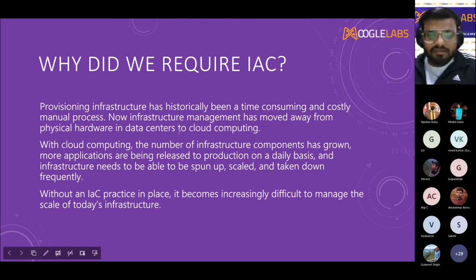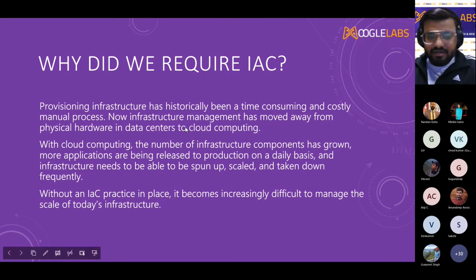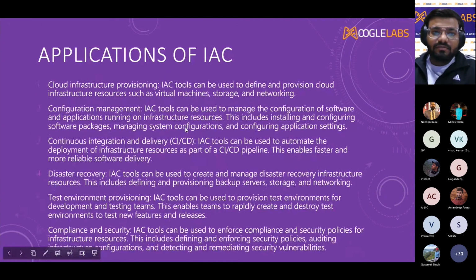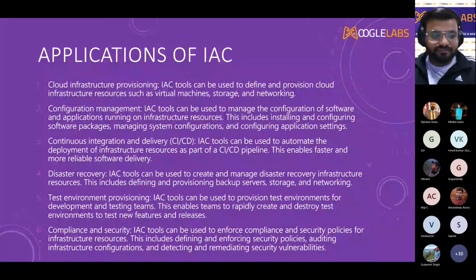So IaC enables the automation of infrastructure provisioning, reducing the risk of human error. So with provisioning the infrastructure, we can reduce the human error risk to below average. Now we'll move on to our next slide, where we'll discuss the applications of infrastructure as code.